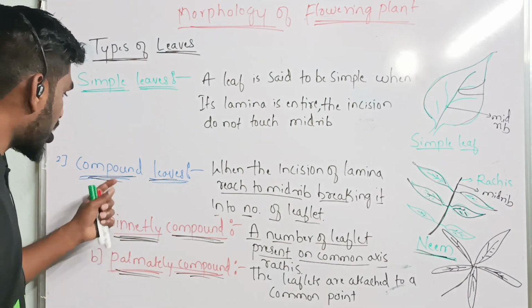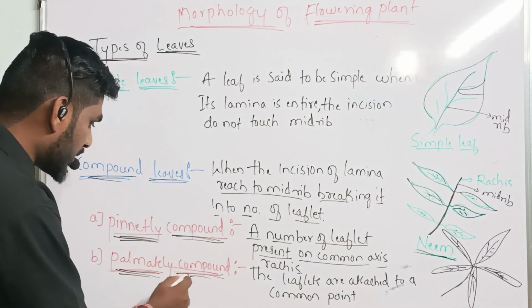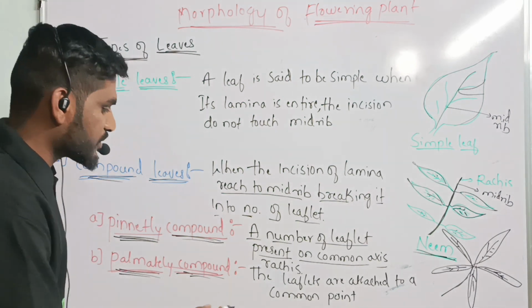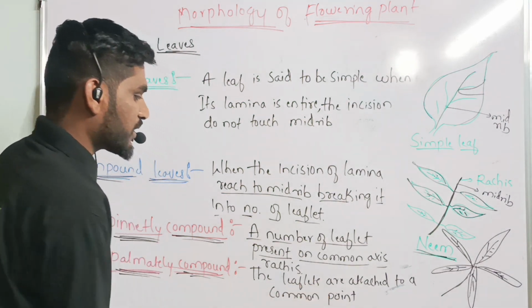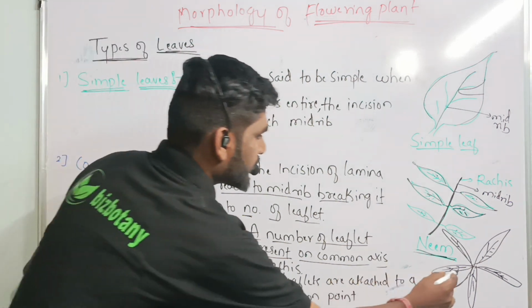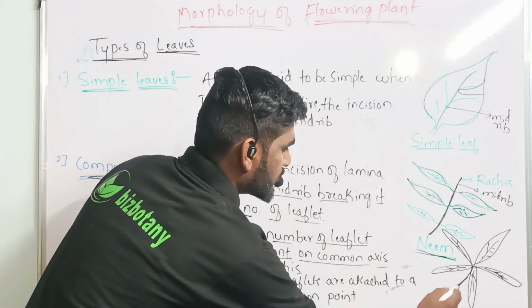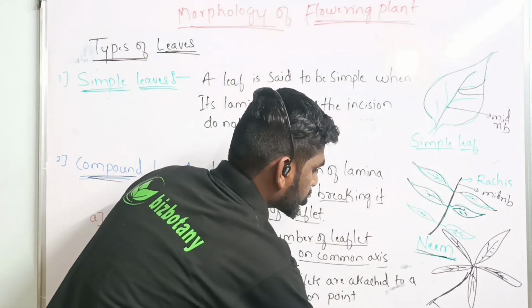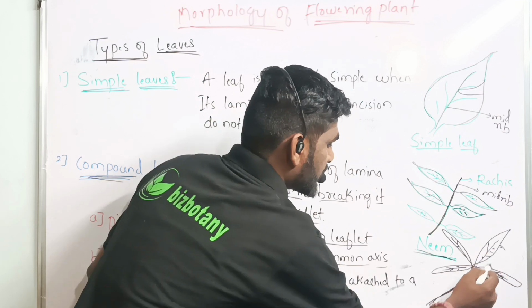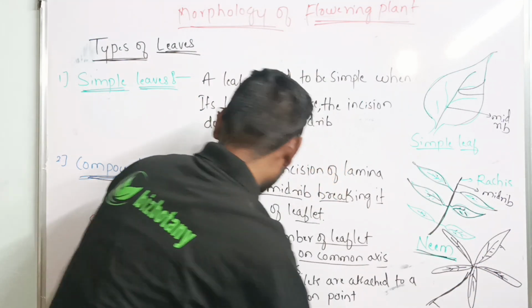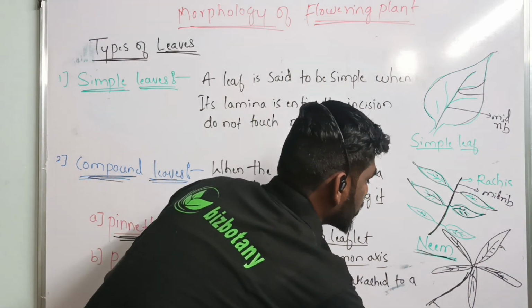Second type of compound leaves is palmately compound leaves. In palmately compound leaves, the leaflets are attached to a common point. Here, this is the rachis or midrib of a leaf. These are the other leaflets. The best example for palmately compound leaves is silk cotton.